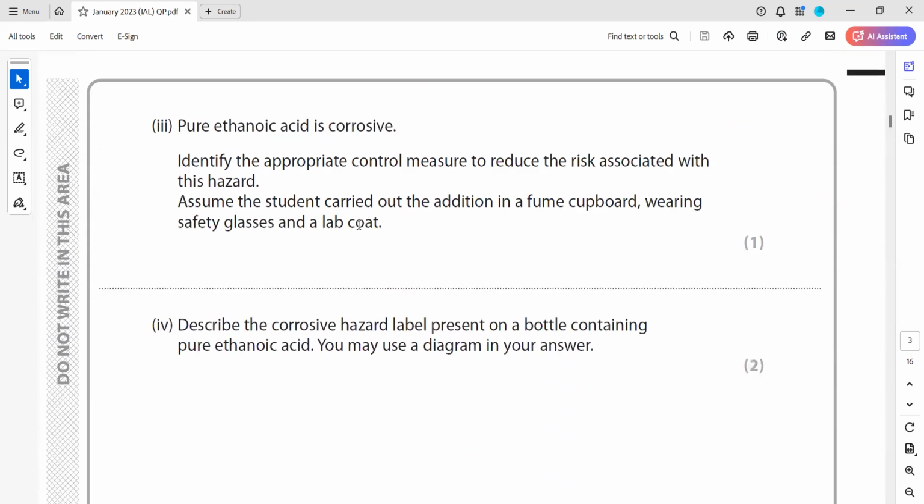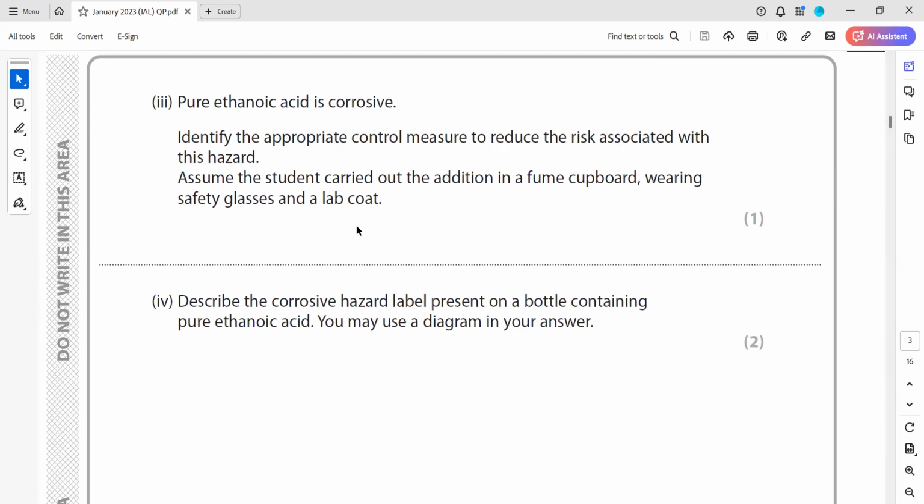Pure ethanoic acid is corrosive. Acids are corrosive. Identify the appropriate control measure to reduce the risk associated with this hazard. Assume that the student carries out the work in a fume cupboard and is wearing safety glasses and a lab coat. So how can we minimize the risk when we are using the acid? As they did not mention anything related to gloves here, we can mention gloves as well.